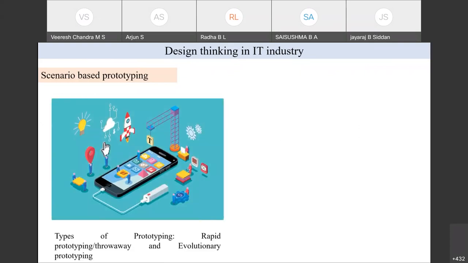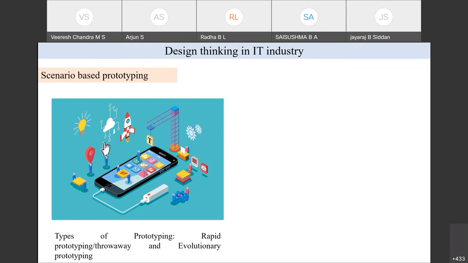So when I consider prototyping, we have rapid prototyping, which is also known as throwaway prototyping, and evolutionary prototyping. So rapid prototyping, what I do, I just take a paper and a pen, and I write what I'm going to do, each and every step. Okay, and I'll show it to the customer. If he says okay, I'll just throw it in the bin and I'll start working on the software development. But when I consider evolutionary prototyping, it becomes the base of the product.